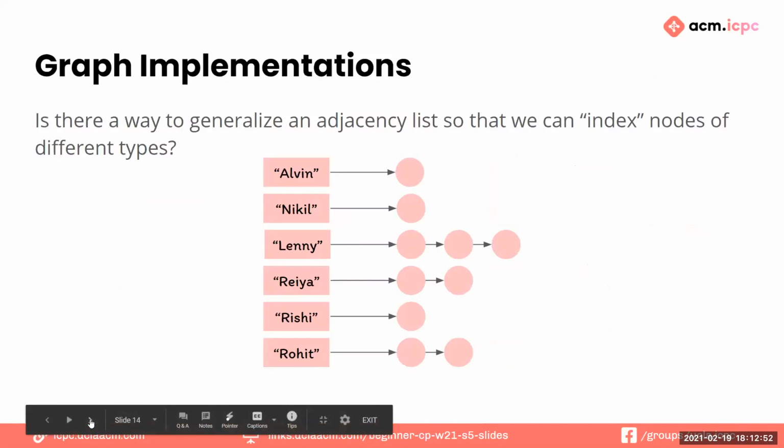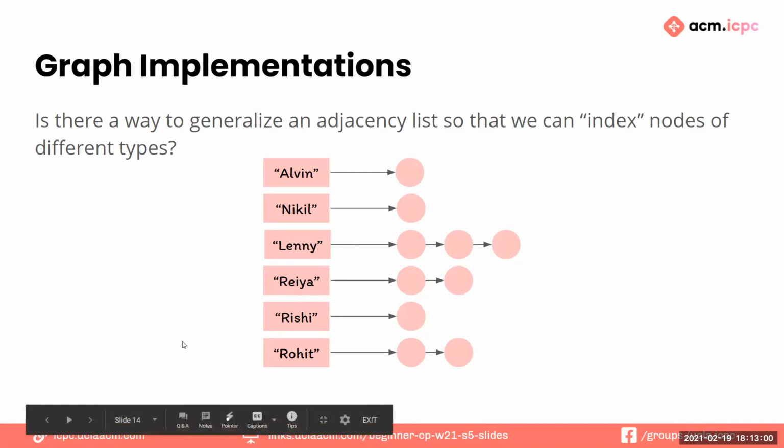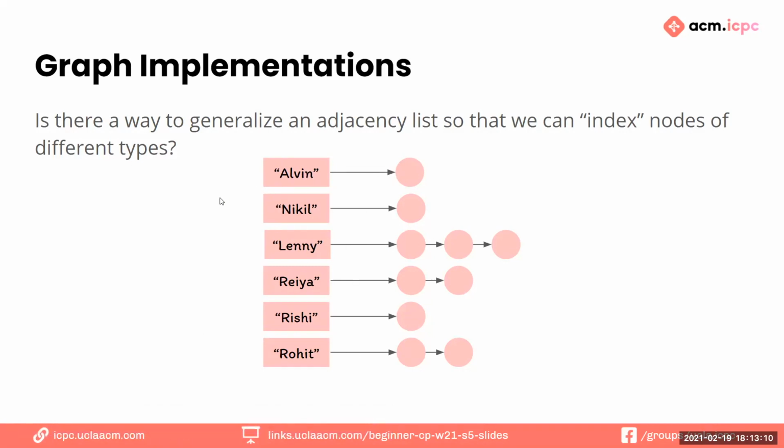So hopefully you can see the problem here. We want a way to generalize an adjacency list so that we can index nodes of different types. For example, if I want to create a graph where all the nodes represented the ICPC officers, how exactly would I want to index into, for example, Alvin or for example, Raya? Is there any data structure or way that we could do this?